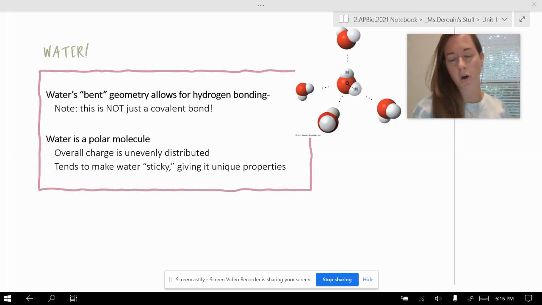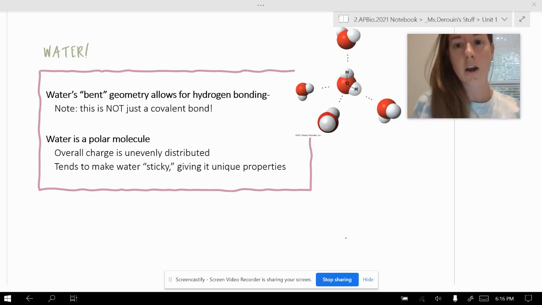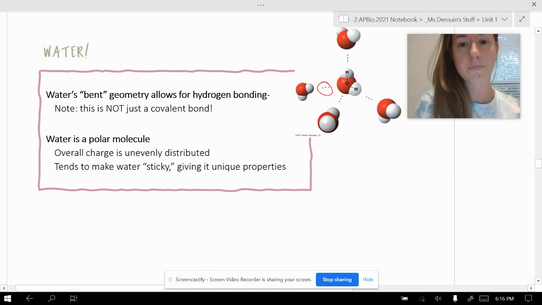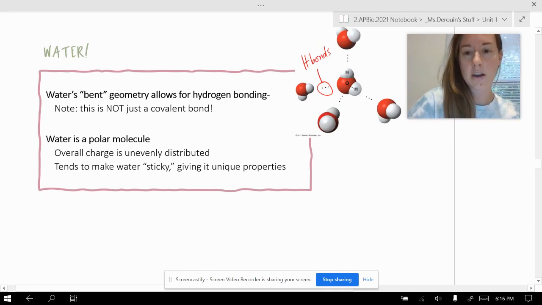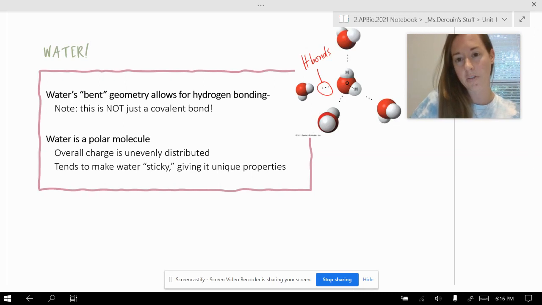So here's some water in this picture. Again, remember the dotted lines are the hydrogen bonds. So these guys are hydrogen bonds. And the solid lines, when you can see them, are covalent bonds. And in this case, they're polar covalent bonds.